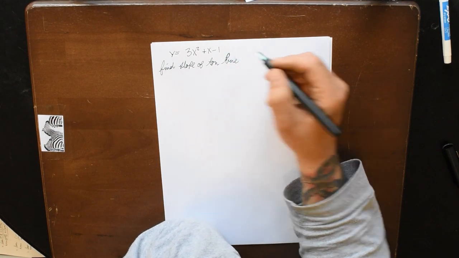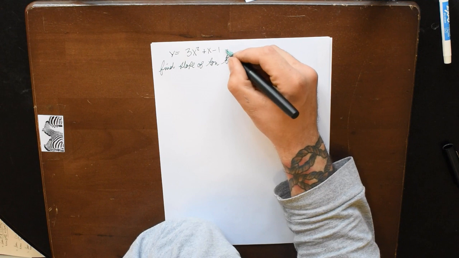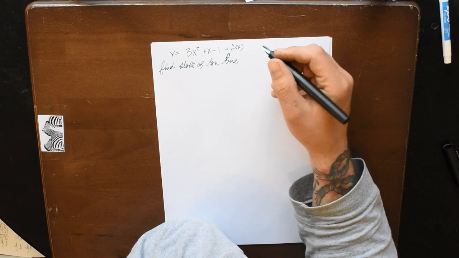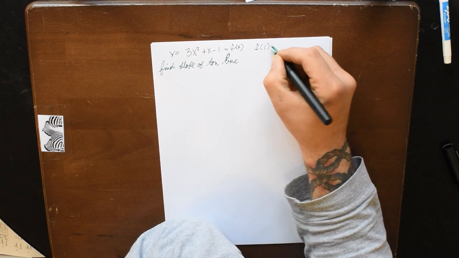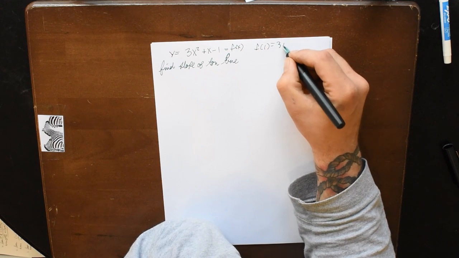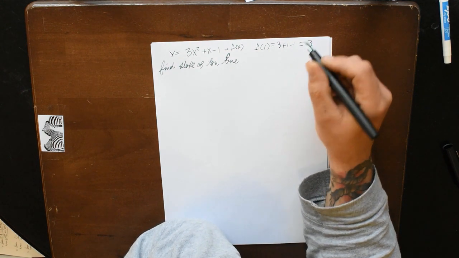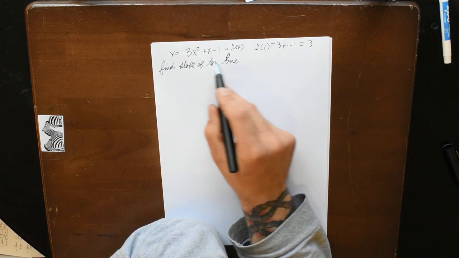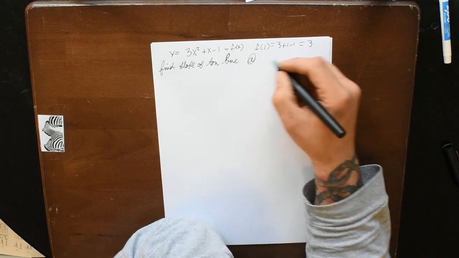And that's an L, not a T, and they'll give us a point. If we call this thing f of x, f of 1 is equal to 3 plus 1 minus 1, which equals 3. So we're going to find the slope of the tangent line to this curve at the point (1, 3).